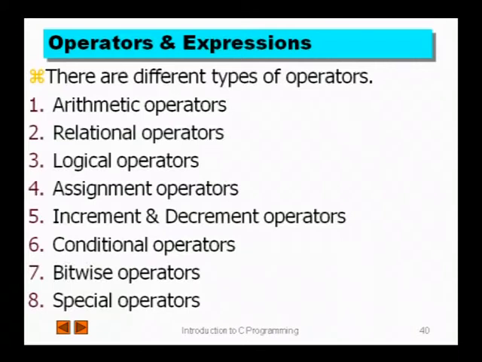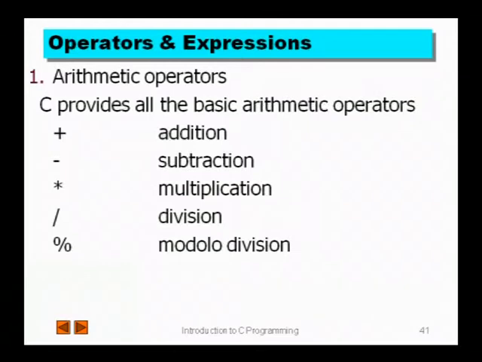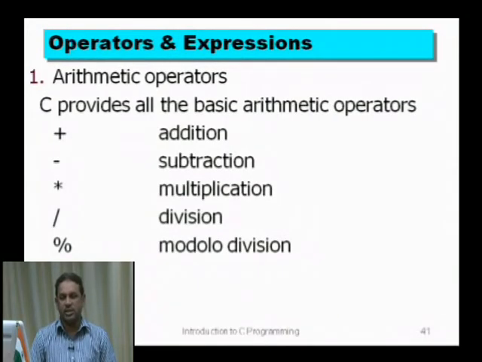Arithmetic operators provide all the basic arithmetic operations: addition, subtraction, multiplication, division and modulo division. Addition may be of 2 variables or 3 variables, subtraction likewise, then multiplication and division. The new operator here looks like a percent symbol, and definitely it is a percent symbol, but here the operator is the modulo division operator. The modulo division operator returns an integer remainder.